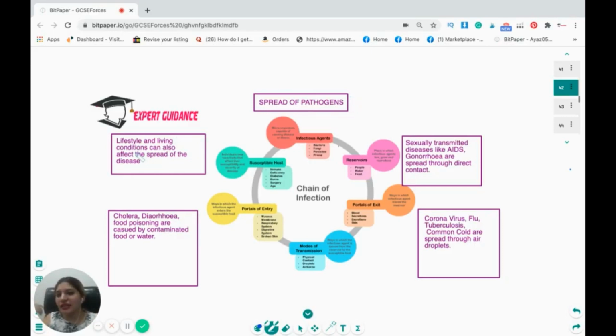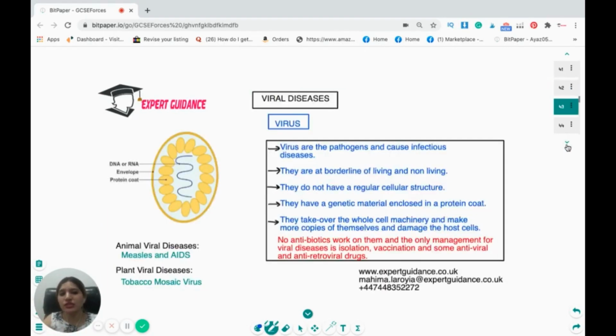Now, how does a pathogen spread? The lifestyle and living conditions can cause the spread of diseases like cholera, diarrhea, and food poisoning. They are caused by contaminated food and water. Some pathogens are spread by sexual transmission, like AIDS and gonorrhea. And there are some diseases like coronavirus, flu, tuberculosis, and cold. They are spread through air and droplets. So these are the various ways in which pathogens are spread. And they can ask you questions like, what are the ways in which pathogens are spread from an infected to a healthy person? Now we'll be looking over each of these pathogenic diseases one by one.